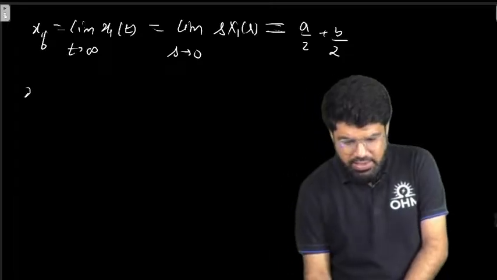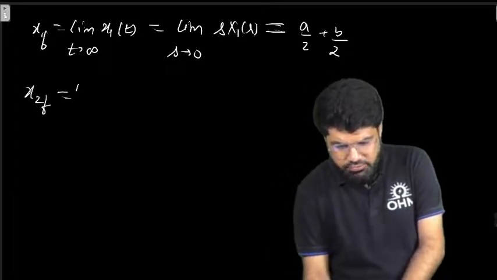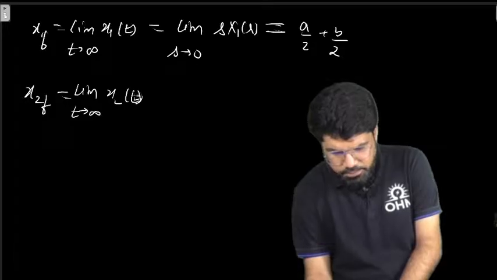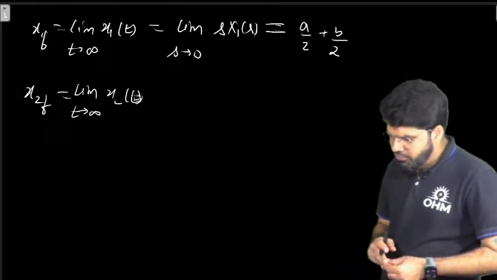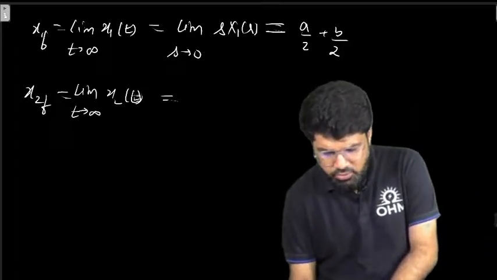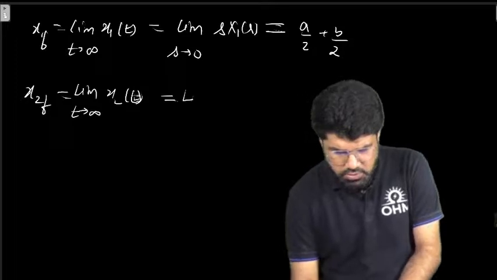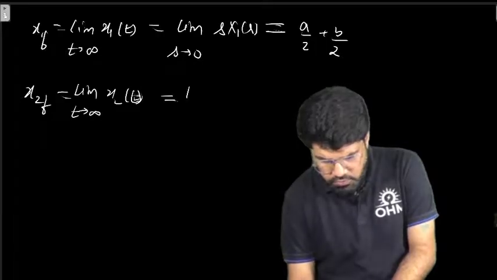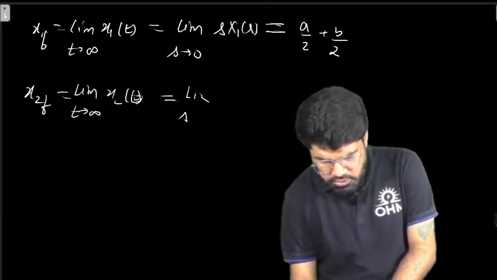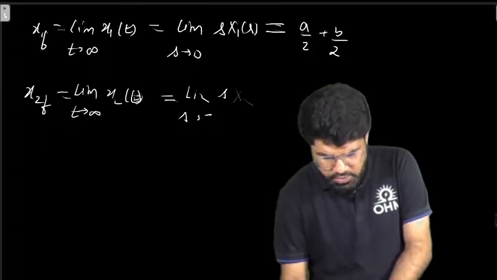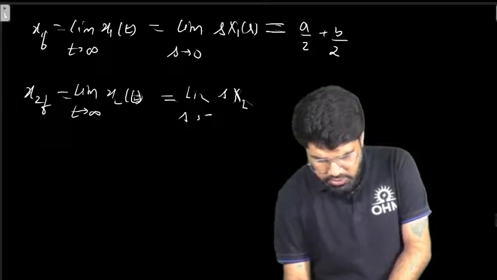Then x2f is given to you, t tending to infinity of x2(t), and that is further equal to the same final value theorem applied here also. Just a second, there is some issue. I think maybe I need to restart the system, but no problem, I'll show you like this only.